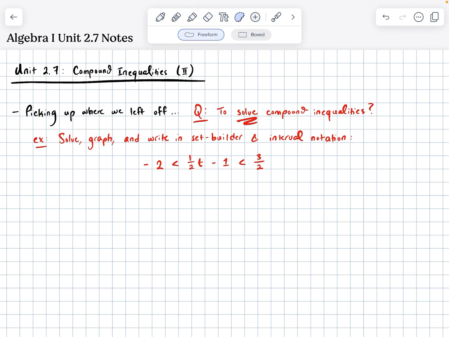So take this friend. -2 is less than 1/2 t minus 1, which is less than 3/2. If it's not your friend yet, it's going to be by the end of the problem. First of all, is this an and graph or an or graph? And how do you know?